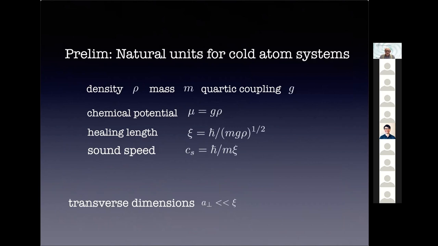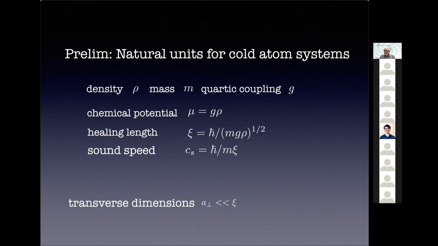Just a quick word on units. Everything I'm going to describe is in some natural set of units based on the density of the cold gas, the mass of the atoms, and there's always going to be some kind of quartic coupling in the system. From these, you can build an energy unit, which will typically be the chemical potential in the system. You can build a length unit called a healing length, and you can build a time unit, which is a healing length divided by the sound speed. So everything I'm going to be talking about will be in this natural set of units.